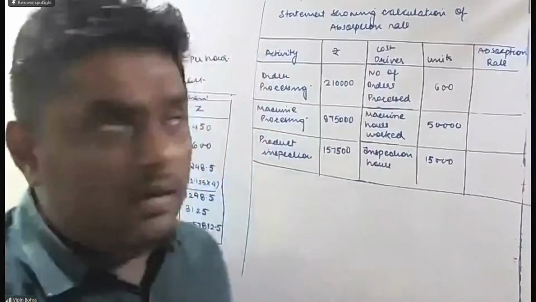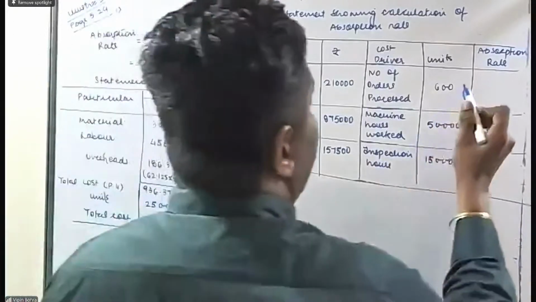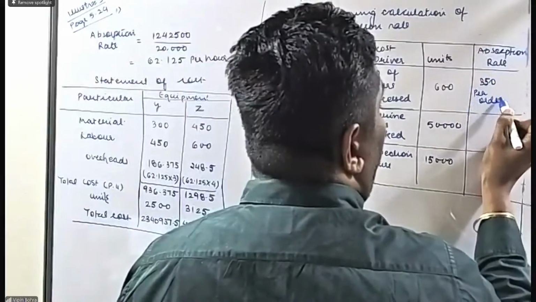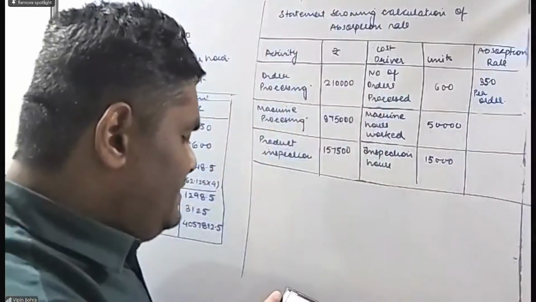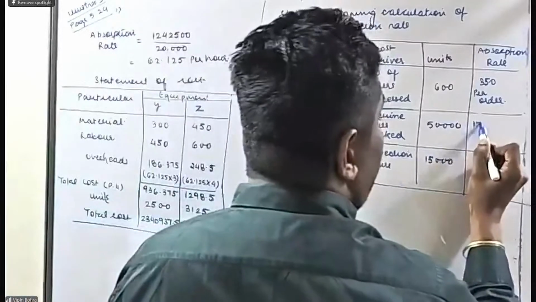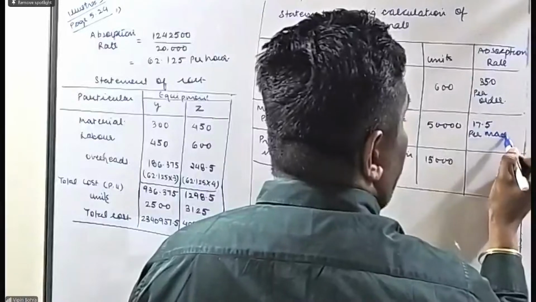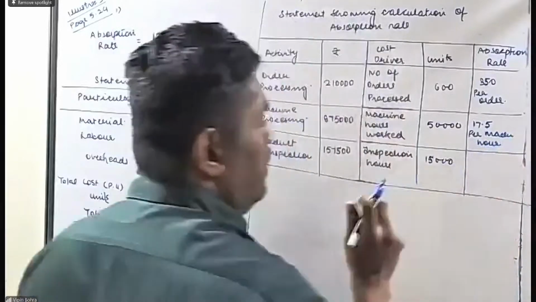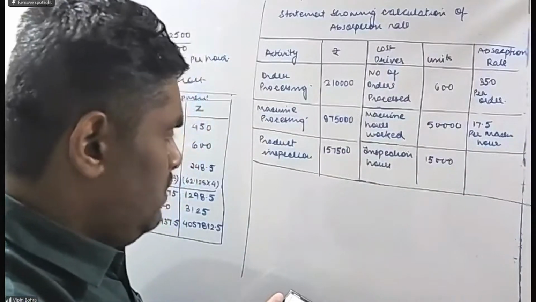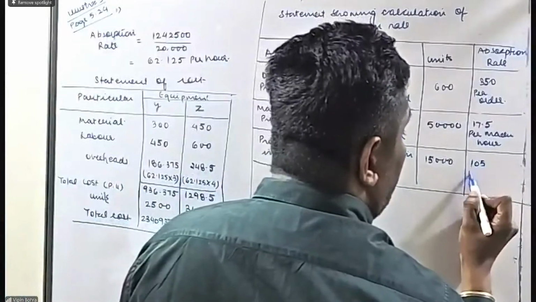Very good, everyone. So 2,10,000 divided by 600. So this will be 350 per order. Eight lakh 75,000 divided by 50,000. So it will be 17.5 per machine hour. And it will be 1.5 lakhs divided by 15,000. So it will be 105 per inspection hour.